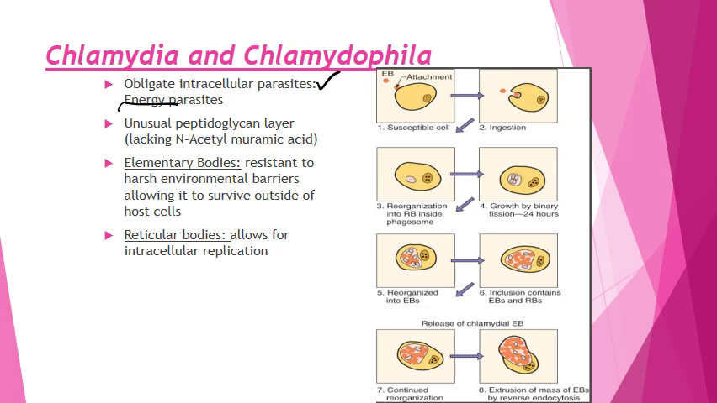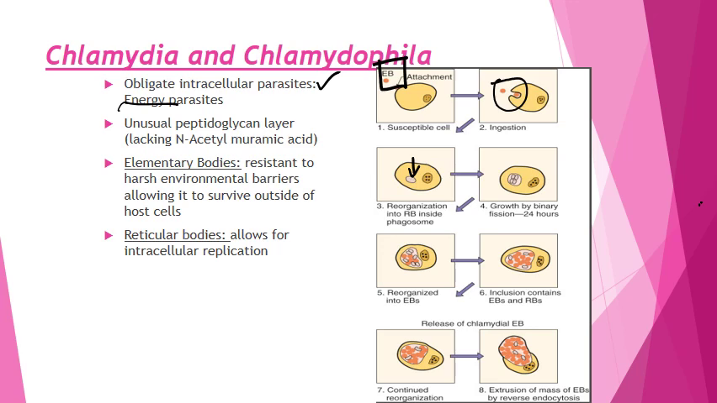Their growth pattern is a little strange. They have these elementary bodies that are kind of like spores in that they're resistant to harsh environmental barriers, and they're somewhat dormant, and they allow the organism to survive outside of a host cell for a little while. So they're spore-like. So basically what happens is the elementary body is taken up by a susceptible cell. Then inside the cell, it reorganizes to become what's known as a reticulate body. And this reticulate body is what actually is going to replicate inside the cell.